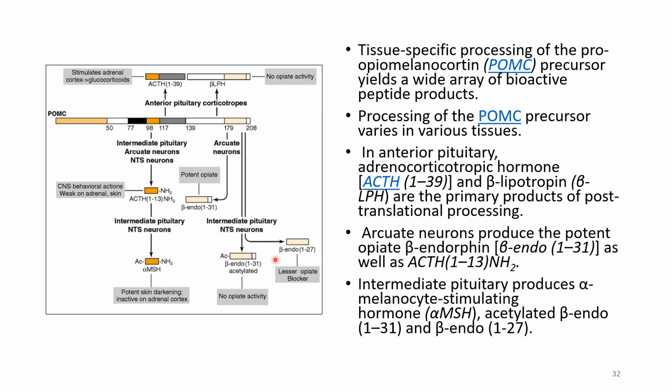So this is the important one. This will be discussed in detail in the endocrine chapter. POMC is a polypeptide which has no opioid activity. Now it is degraded into ACTH and beta lipotropin in the anterior pituitary corticotropes, and in the arcuate neurons it is degraded to beta endorphin. The intermediate pituitary is not actually present in human beings; there, it would be converted into alpha MSH.